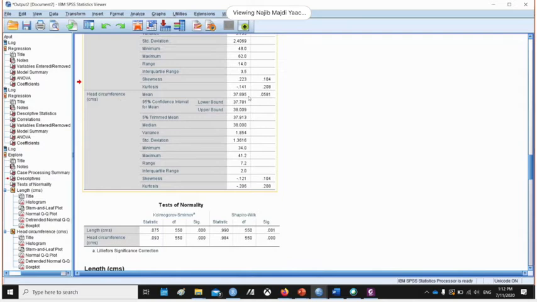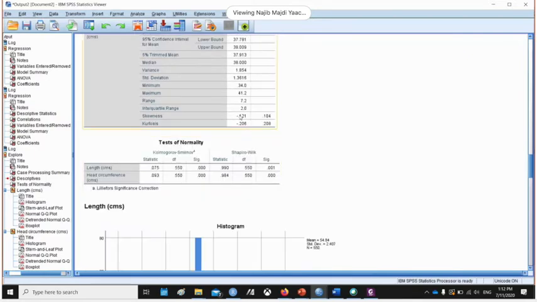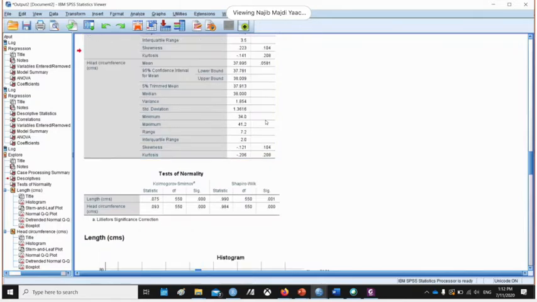Same thing for head circumference. Mean and median are more or less equal. The standard deviation is less than half of the mean. The skewness and kurtosis values are within plus minus 1. So all those things suggest that head circumference is normally distributed.